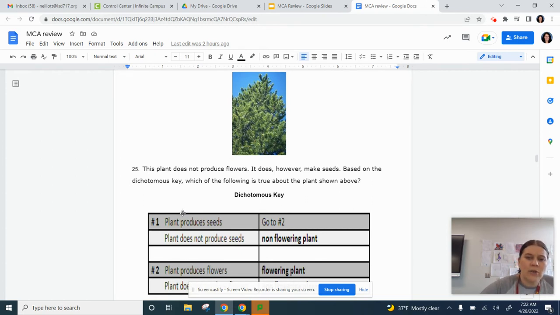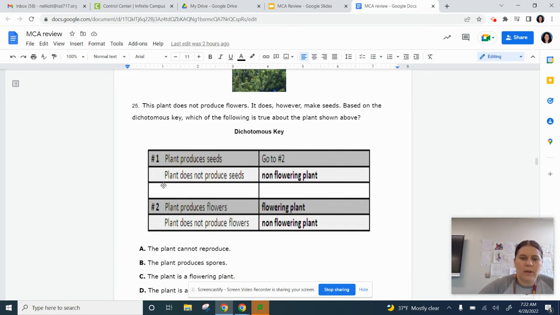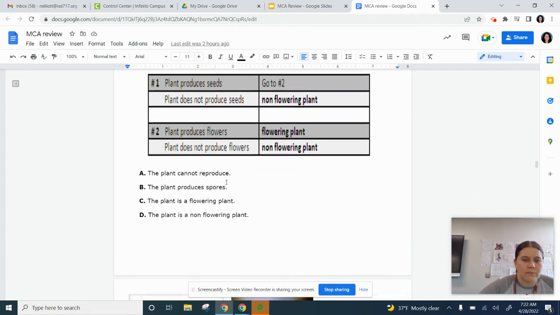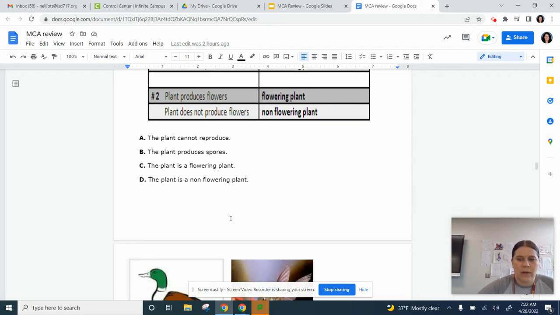A plant is shown below. This plant does not produce flowers. It does, however, make seeds. Based on the dichotomous key, which of the following is true about the plant shown above? So you start with A, plant produces seeds, plant does not produce seeds. Once you figure out your answer, is it A, the plant cannot reproduce? B, the plant produces spores? C, the plant is a flowering plant? D, the plant is a non-flowering plant.